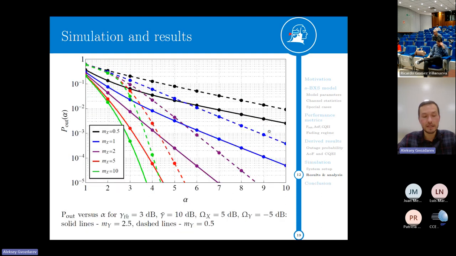It was observed that the greatest impact, besides the nonlinearity transmission coefficient, is induced by the overall fading parameter. It is Mx. Here we see the results for two fading scenarios with My equal to 2.5, those are solid lines, and dashed lines for My equal to 0.5. It is the case of most heavy shadowing of the line of sight component.